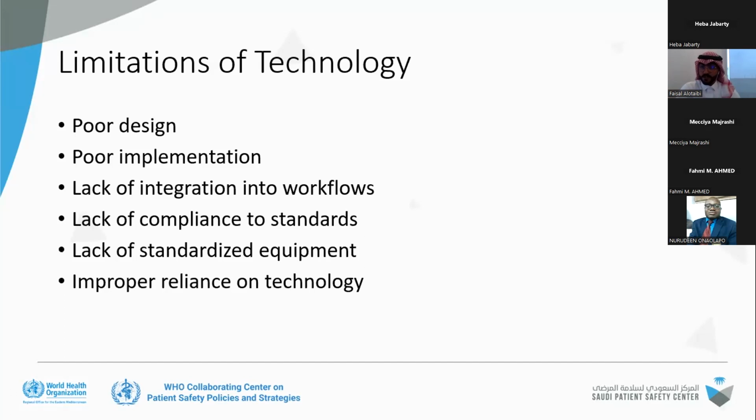Improper reliance on the technology. Again, technology is helping us, but we have to assure and double check. For example, if you are using a clinical decision support system, we should not always follow the recommendation that's being given to us. There is some part on the healthcare provider to check if this is the right diagnosis, this is the right treatment suggested by the system or not.